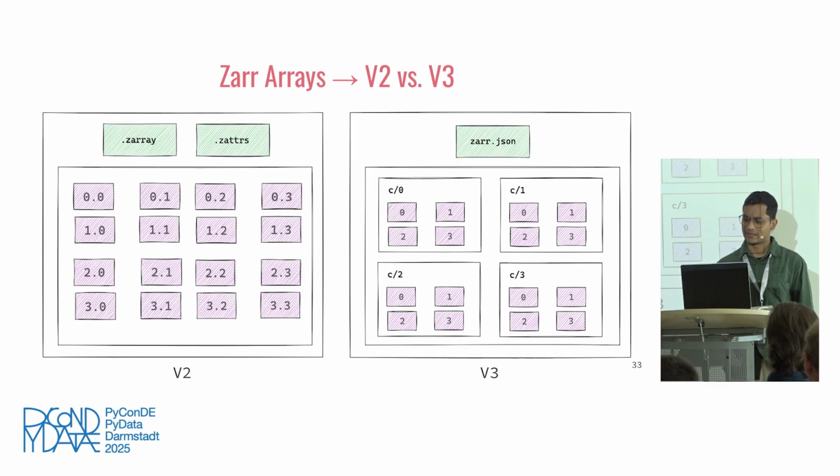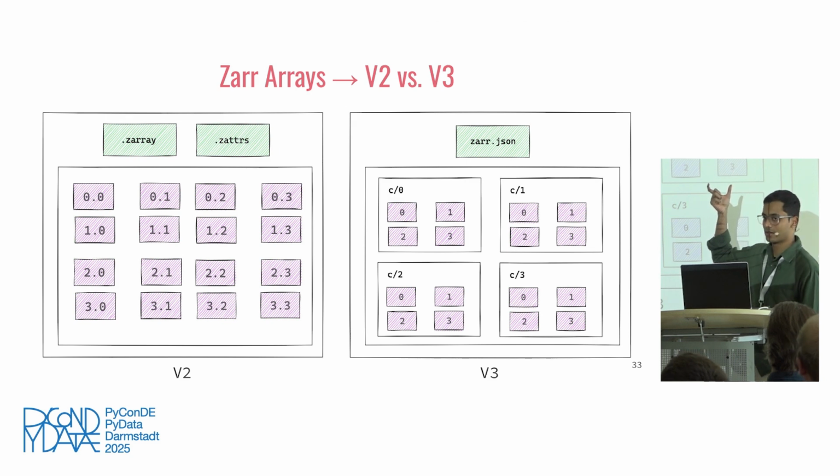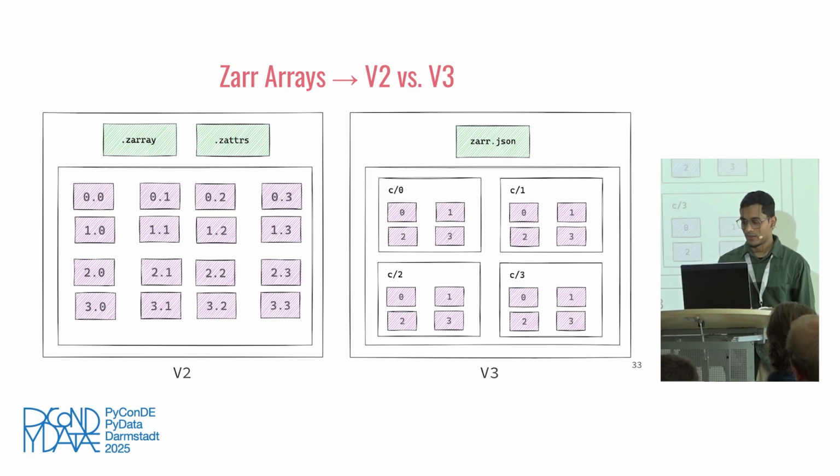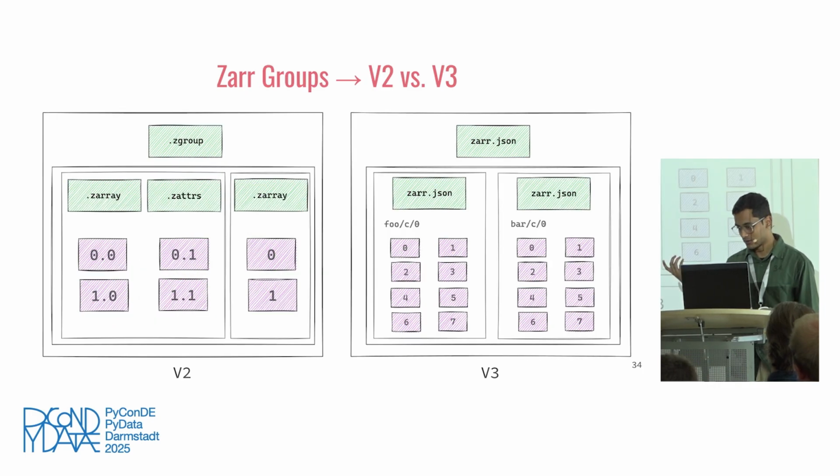So this graphic basically lays out the difference between the V2 and V3 arrays. As you can see, initially the metadata was kind of split into two parts, the custom attributes and Z array, but right now it's consolidated into the Zarr.json. And the arrays and the chunks are kind of grouped together in various separate folders, which is similar for the Zarr groups as well.